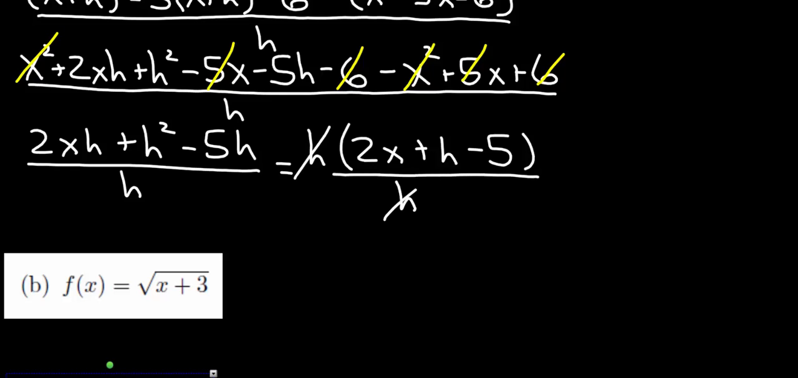And there we have it, 2x plus h minus 5. So that's as far as we go in this class. Like I've said, we're getting set up for calculus when we're going to go further than this, but this is as far as we're going right now. We're just getting to where that h is out of the denominator.